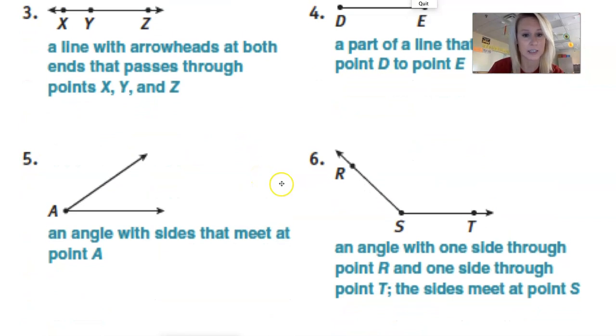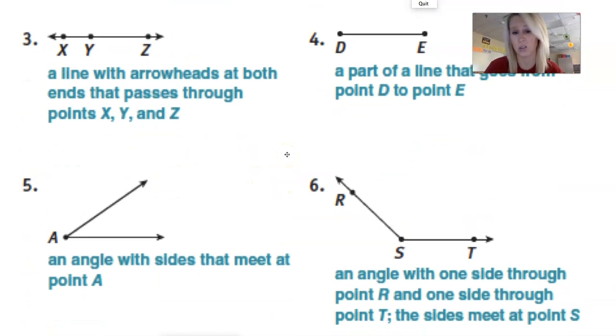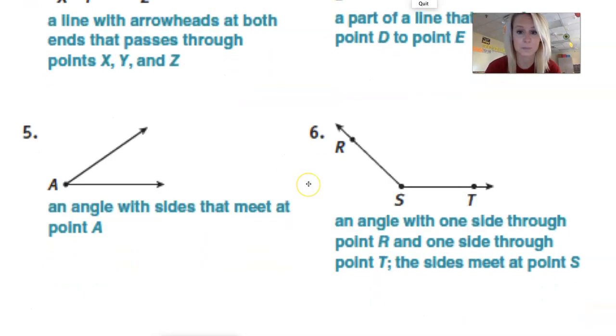5 and 6. 5 is going to be an angle. So maybe you said it was an acute angle with sides meeting at point A. Maybe you called A the vertex. Number 6, again, it's an angle. Maybe you said it was an obtuse angle. One side goes through point R, the other side is going through point T. Both of the sides are meeting at point S. Maybe S is the vertex.